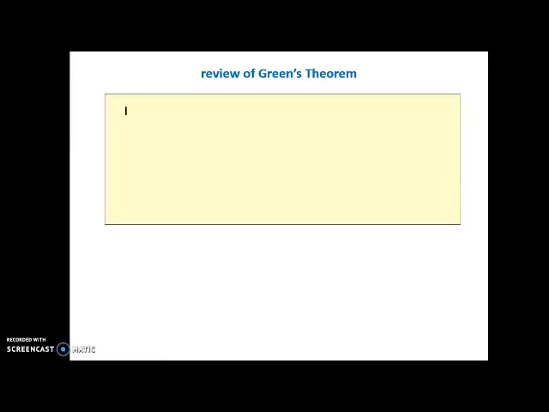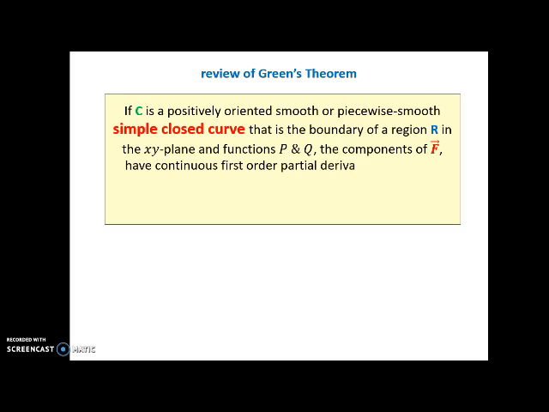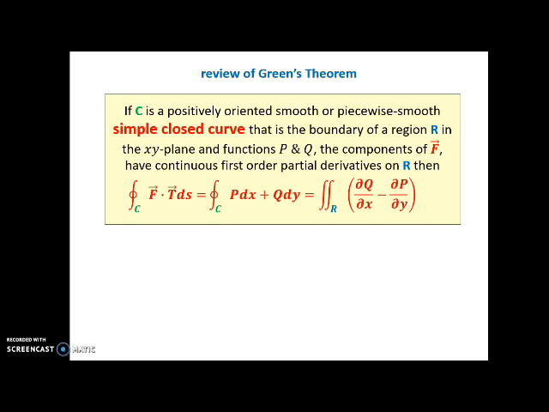Review of Green's theorem. If C is a positively oriented, smooth or piecewise smooth, simple closed curve that is the boundary of a region R in the xy plane, and functions P and Q, the components of vector field F, have continuous first-order partial derivatives on R, then the line integral of F dot T ds is equal to the line integral P dx plus Q dy, which equals, and here's the big part of Green's theorem, the double integral over R of the partial derivative of Q with respect to x minus the partial derivative of P with respect to y dA.